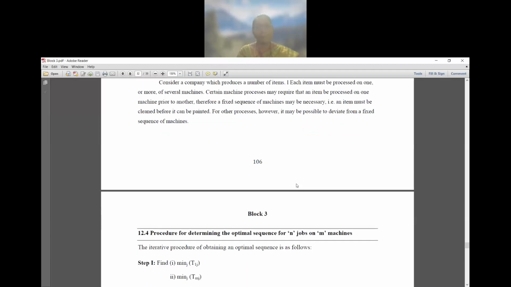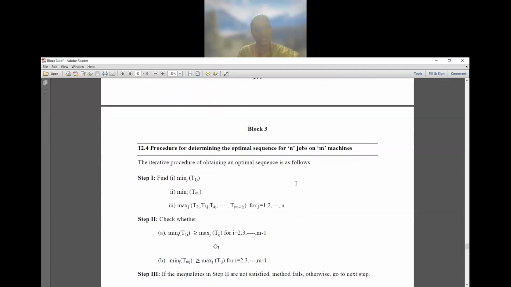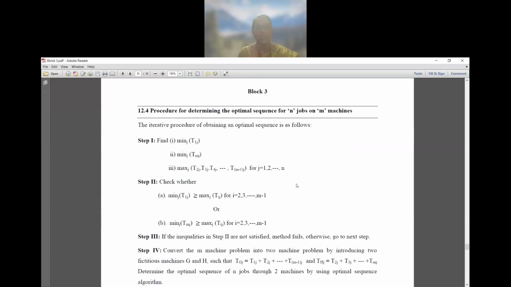Next one is the procedure for determining the optimal sequence of n jobs on m machines. So the iterative procedure of obtaining the optimal sequence is as follows. The first step is to find the minimum of T1j. We have to find the minimum value for the first machine. And next, we have to find the minimum value for the mth machine. The third thing is the maximum value for the second machine, third machine, fourth machine, and so on up to the m minus 1 machine.